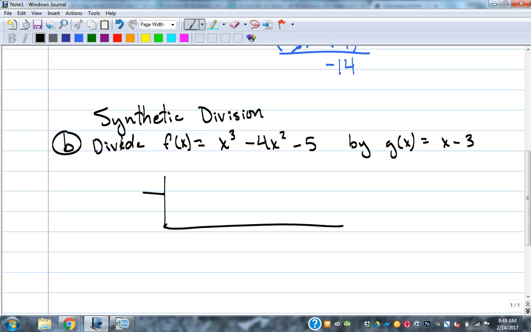So what I do is I put this polynomial in here. And again, it's just like long division. You've got to have a representative for every power of x, starting with the biggest. So we've got x cubed, x squared. We need a 0x in there and a minus 5. In synthetic division, you just take all the letters out of it. So it's going to be 1, negative 4, 0, and negative 5. It's the coefficients.